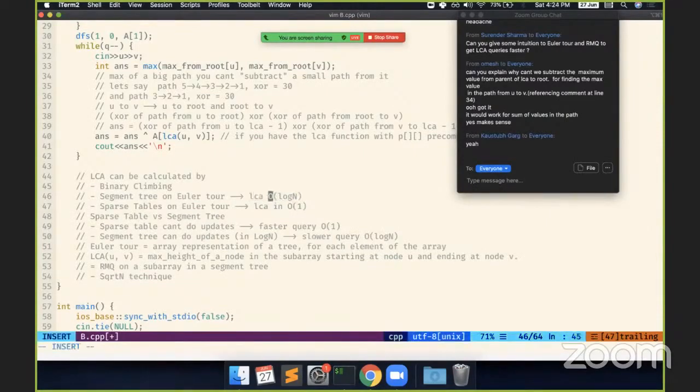Like, you can actually find LCA in O(1) also if you want to. But people generally don't prefer to write this because it's so tedious and so long, and because log n generally doesn't make a lot of loss. So binary climbing is, I think, generally more preferred.